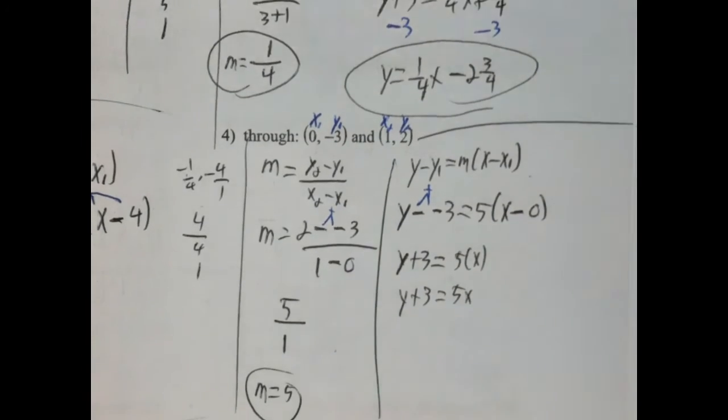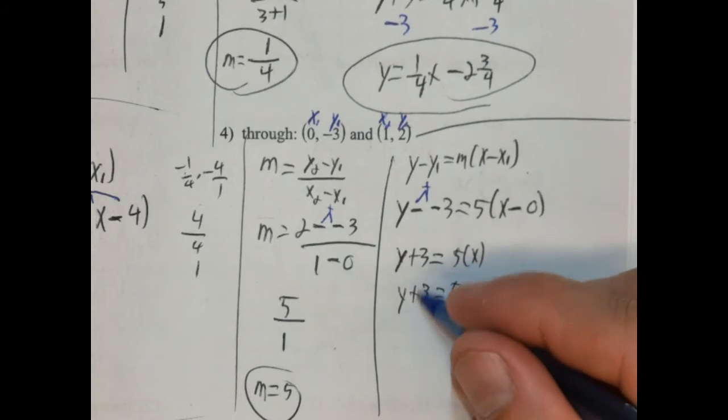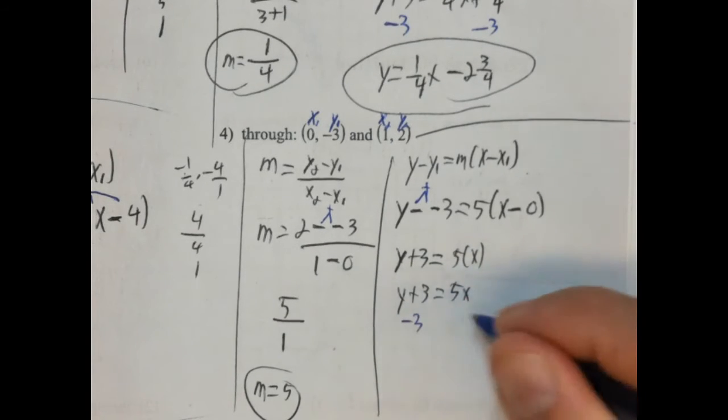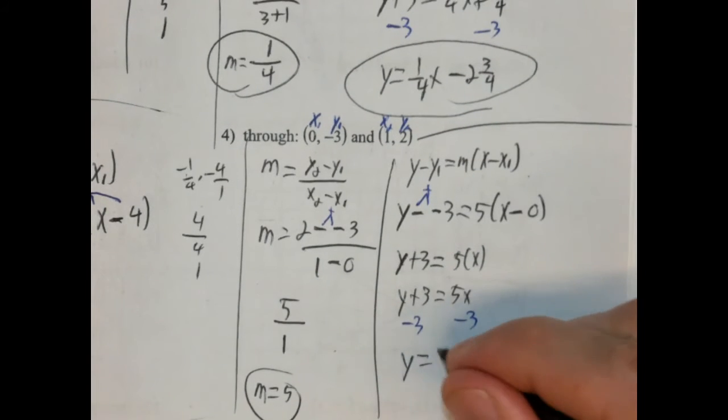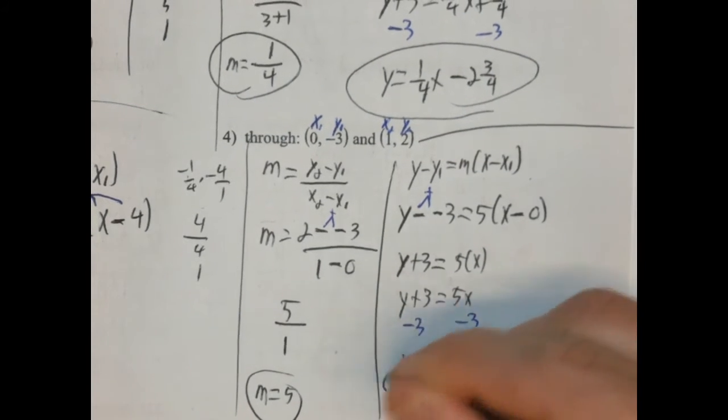And then you get y by itself by using the inverse operation here. So this is addition, the inverse operation, subtraction. So you're going to subtract 3, and you're going to get y equals 5x minus 3. There we go. All right, cool. All right, number 5.